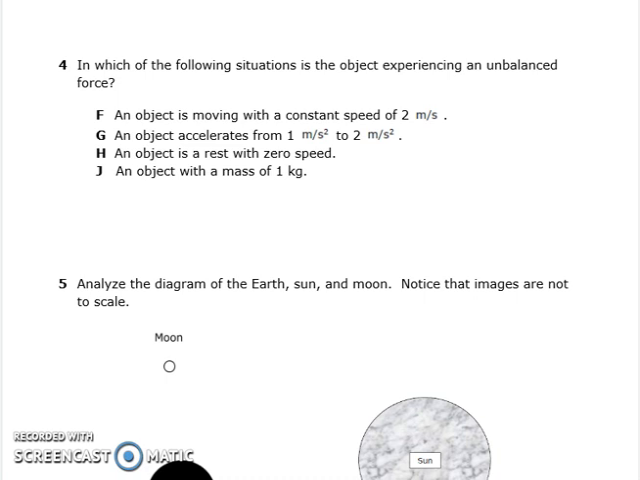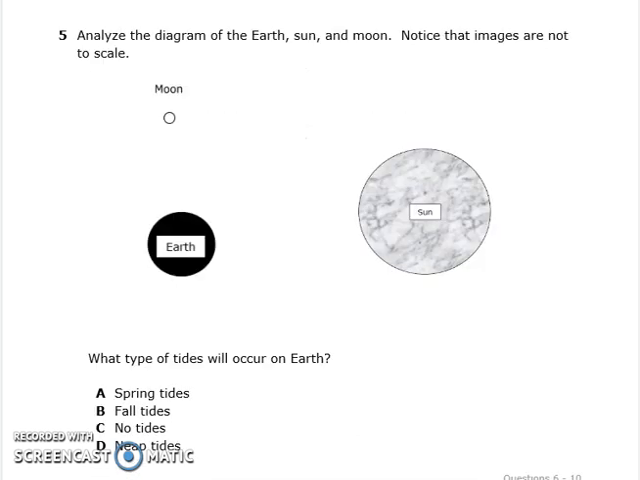G. An object accelerates from 1 meter per second squared to 2 meters per second squared. H. An object is at rest with 0 speed. J. An object with a mass of 1 kilogram. Number 5. Analyze the diagram of the Earth, Sun, and Moon. Notice that images are not to scale.